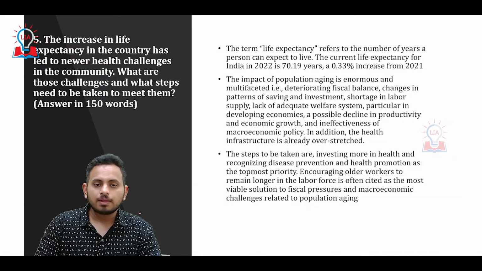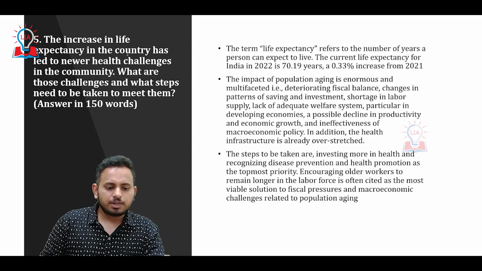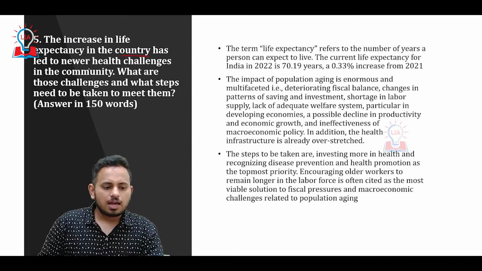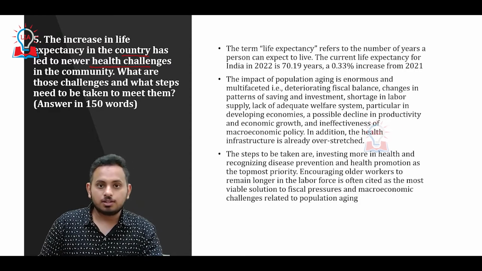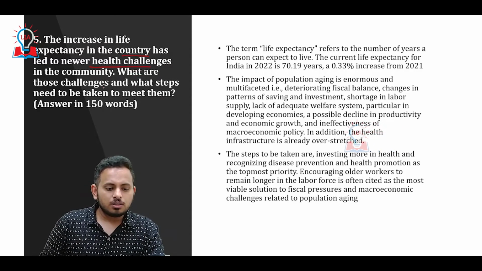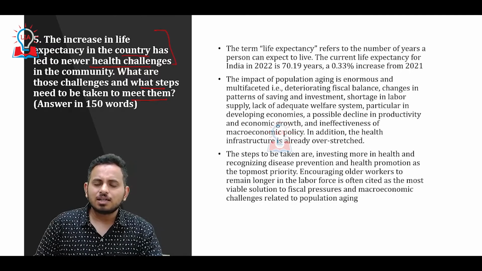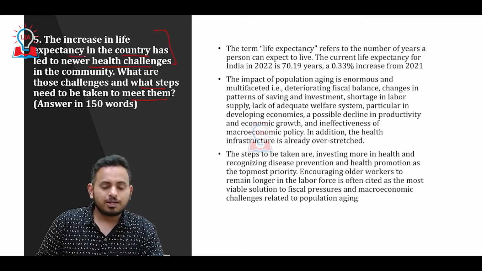Okay, next question. The increase in the life expectancy in the country has led to newer health challenges. What are the challenges and what steps need to be taken to meet them? Two important components of the question. What does the increase in the life expectancy mean?